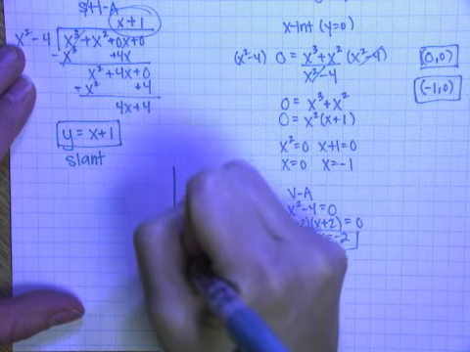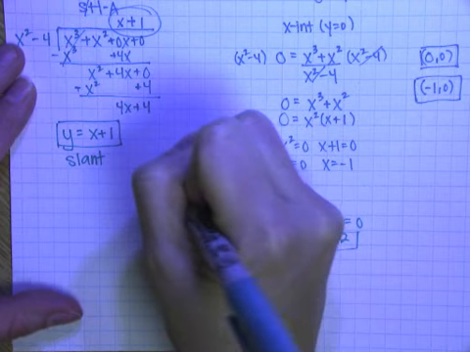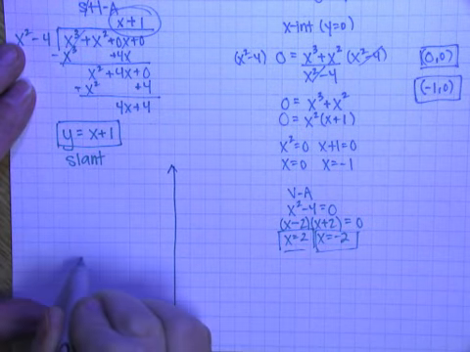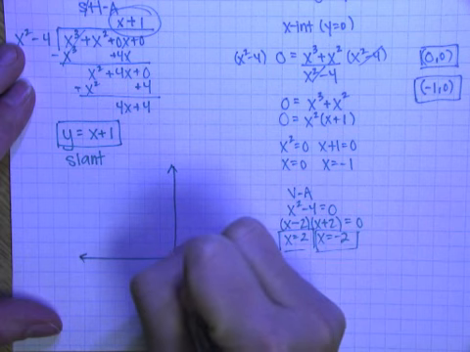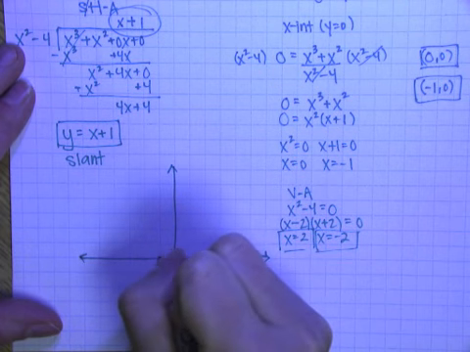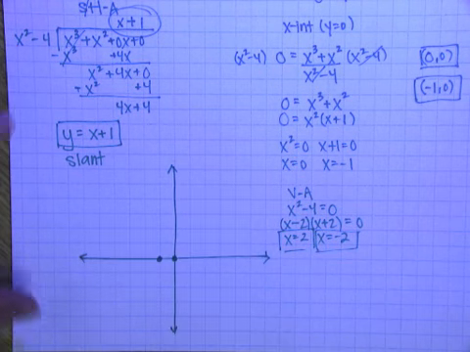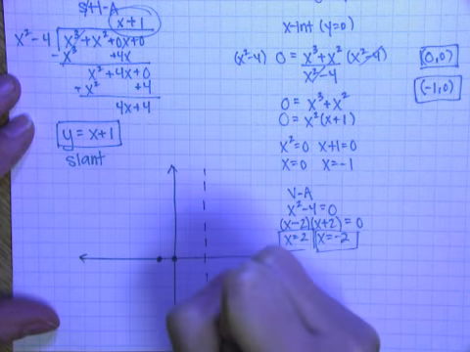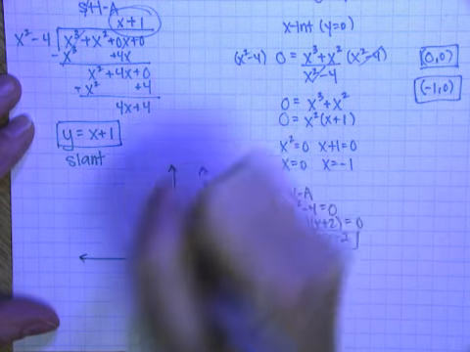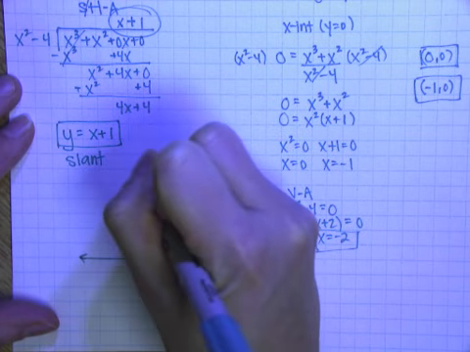When you graph a rational function, start by graphing these pieces that you found. It's the first thing you want to do. So I graph (0, 0) for my x and y-intercept, (-1, 0) for my other x-intercept. I have vertical asymptotes at x equals 2 and x equals negative 2.